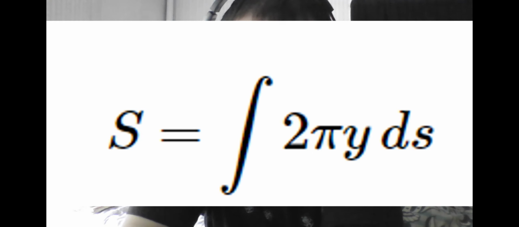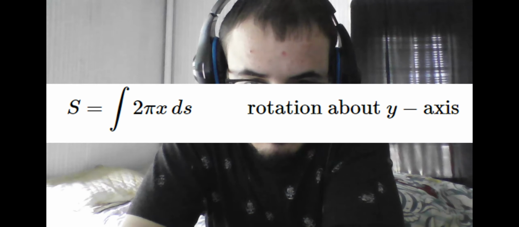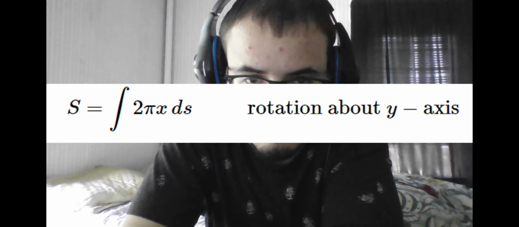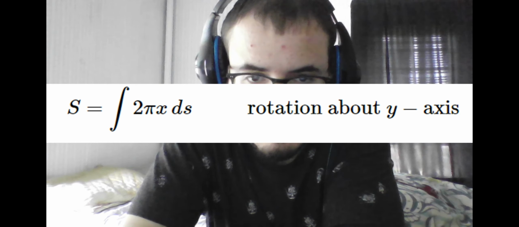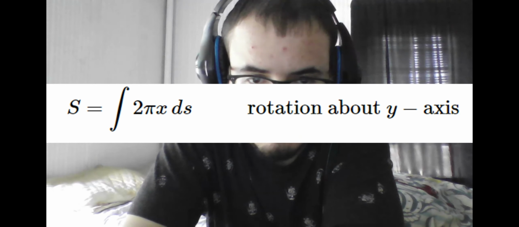of 2π times y times arc length if you rotate around the x-axis, because y dictates the height of each section, or the integral of 2π times x times arc length if you're rotating about the y-axis, because then x would give the height of each section, and in both cases the arc length would give the length.